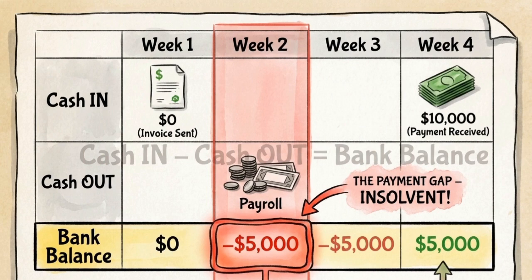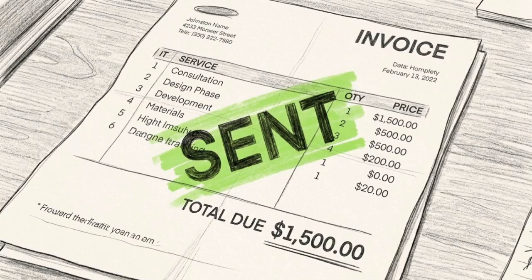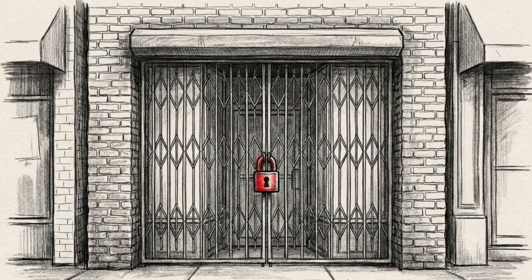Consider a realistic operational scenario. You send a large invoice in Week 1. Your payroll clears in Week 2, but the client's payment doesn't arrive until Week 4. The immediate consequence is visible in your timeline. In Week 2, your bank balance drops below 0. This specific red cell is the exact moment of death for most early-stage companies. Your Week 1 invoice proves you are profitable, but your lack of liquidity means you cannot keep the doors open to collect it.